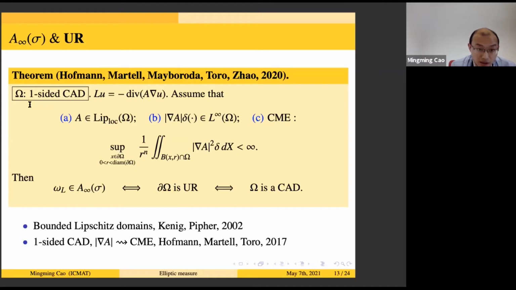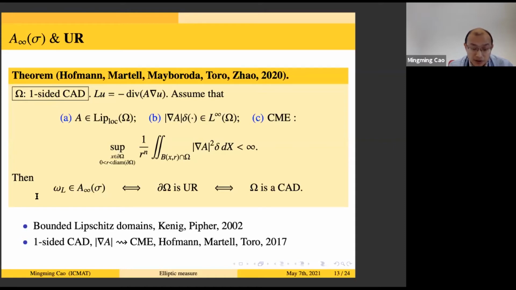Omega is a one-sided chord-arc domain. Assume that the coefficients satisfy the following: A is locally Lipschitz, the gradient of A times delta is in R infinity, and more importantly, the gradient of coefficients satisfies a Carleson estimate. Here, this is a Carleson estimate for the coefficients.